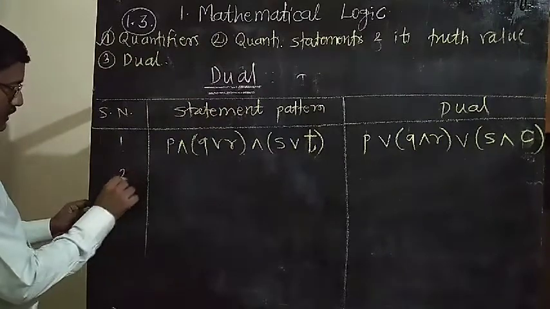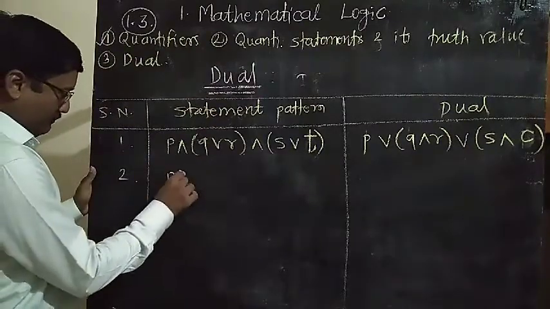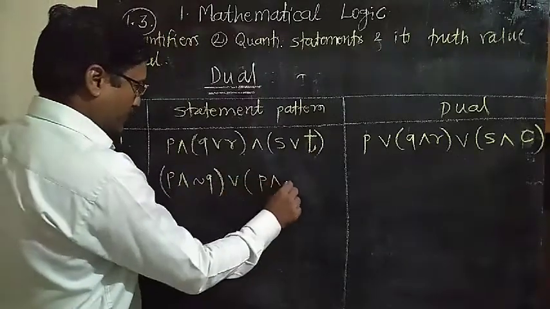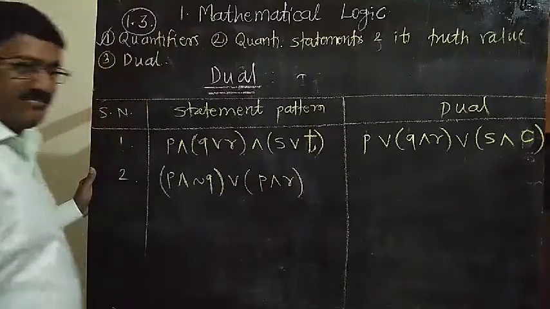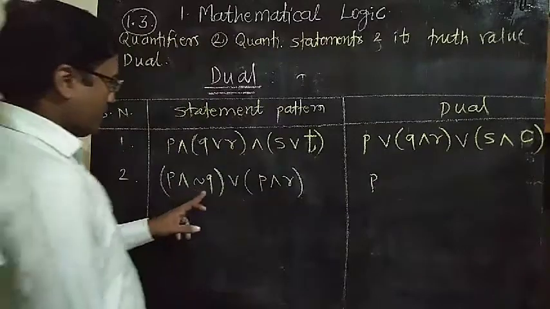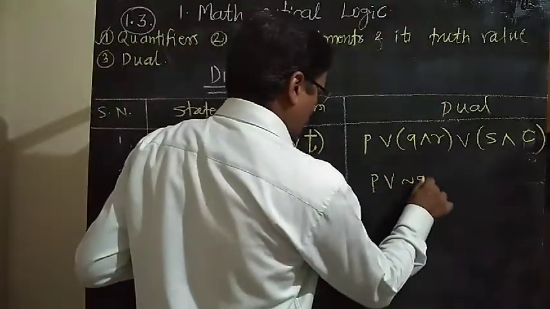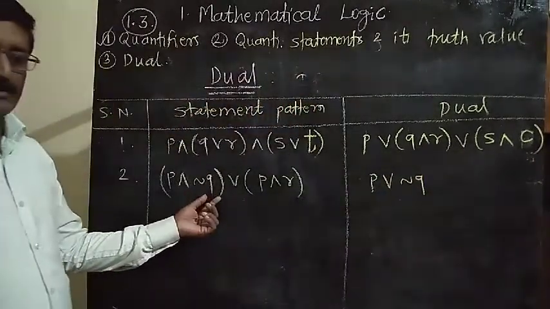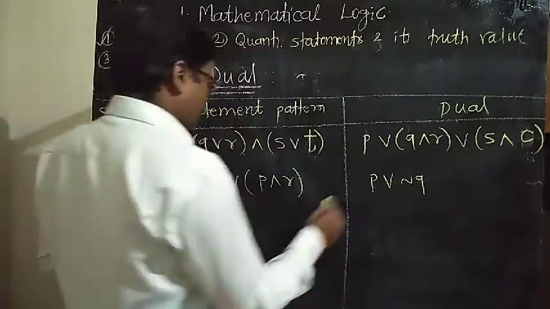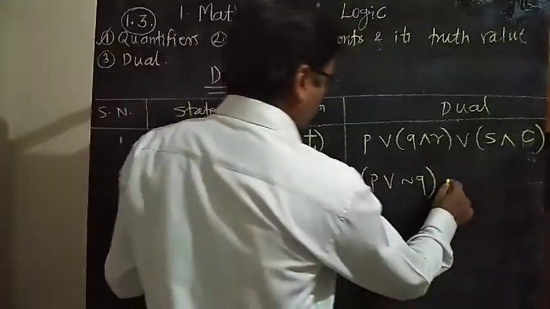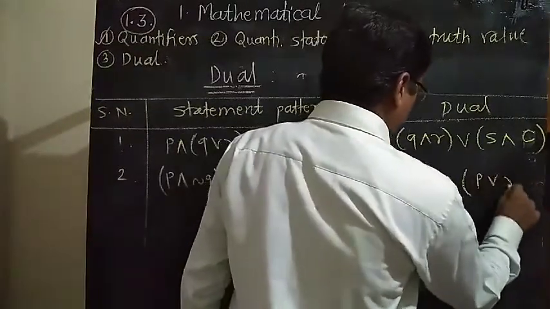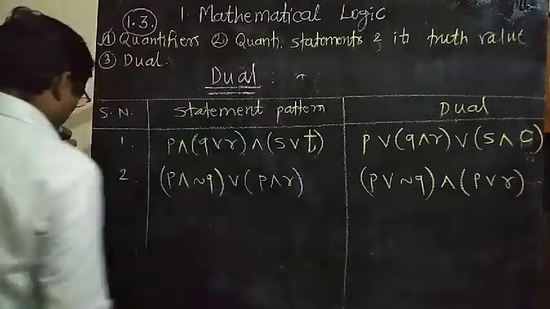Let us see one more example. That is P and negation Q or P and R. The dual of this will be P or negation Q, because there is no need to change negation. Dual does not include the opposite. So negation Q remains as it is with the bracket. Instead of or, we get and, and this P and R becomes P or R. Let us see one more.